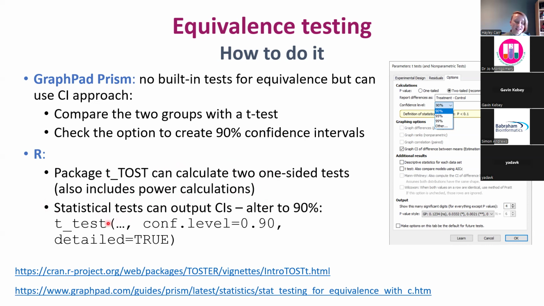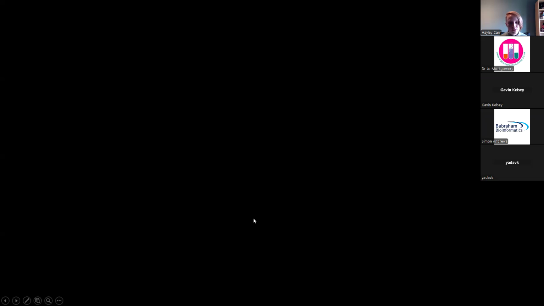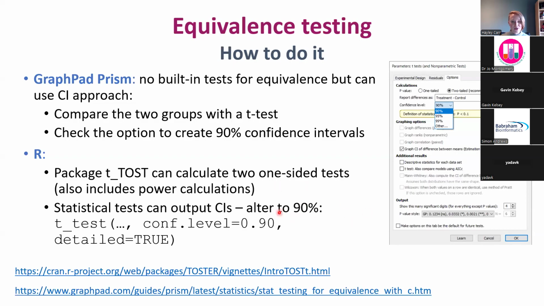Also in R, normal statistical tests generally can output your confidence intervals. So we just have to remember to alter those to 90%. As an example, we can use the t-test with all of our usual parameters we would use for our t-test, but setting our confidence level at 0.9 and also setting detailed equals true so that it outputs the confidence intervals as well.